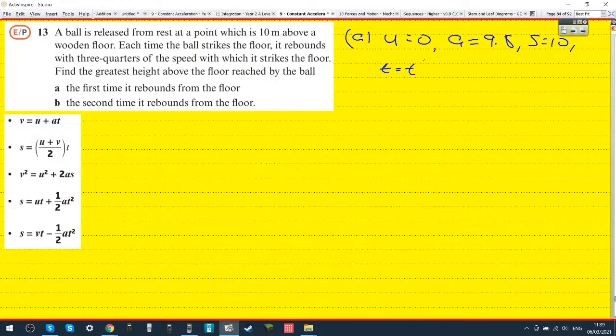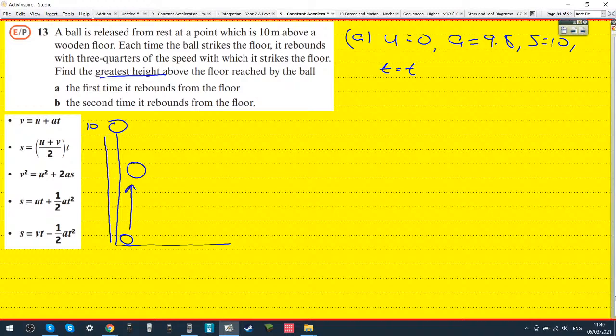What is this? Oh, find the greatest height. Ah, okay. Okay, so basically, you have the ball, you drop it, it hits the ground. So this is 10 up, and you want the height that it reaches after it bounces off the ground. Done. Yeah, so you want this height, basically.